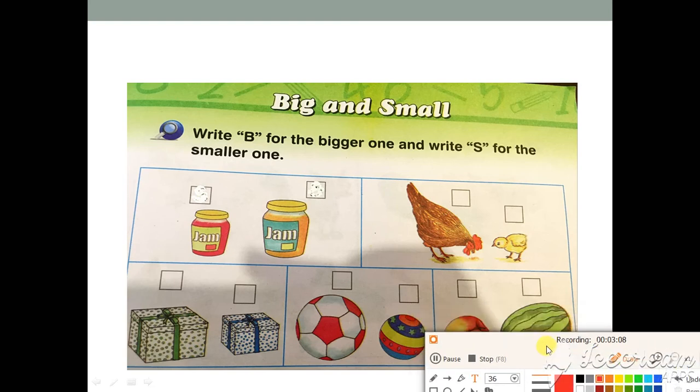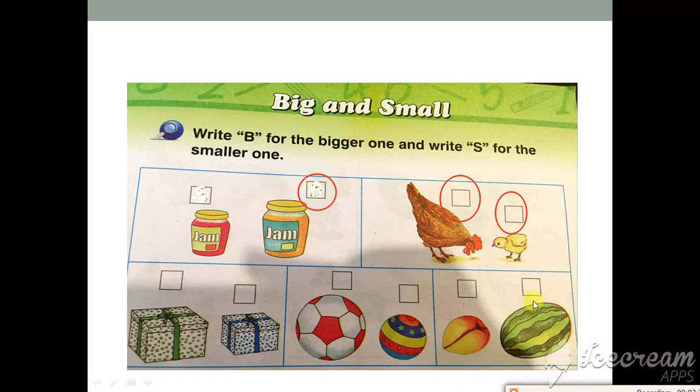Here you can see a jam bottle, two jam bottles. One is small and the other one is big, and you can also see small boxes here, small squares here. So you have to put S for the smaller jam bottle and B for the bigger jam bottle in these boxes. Okay. Another picture of a hen and chick. Same as you have to write B for the bigger one and S for the smaller one.